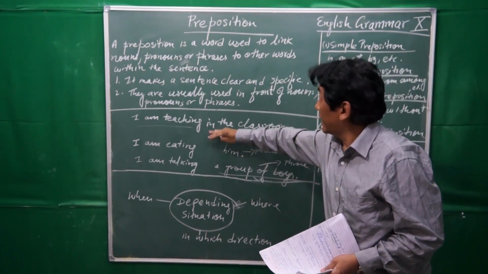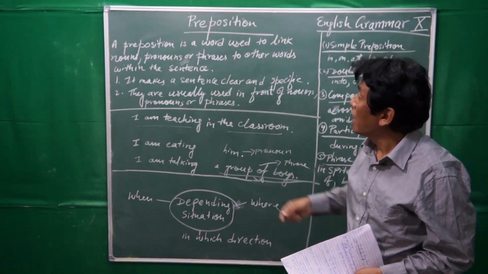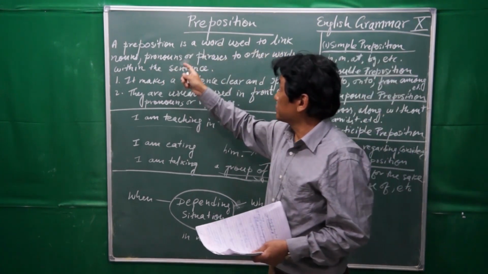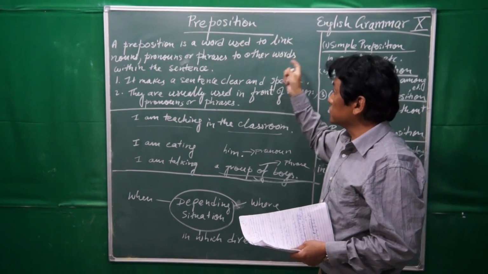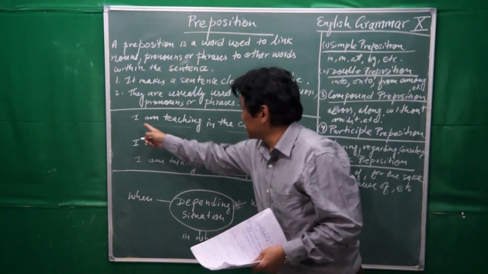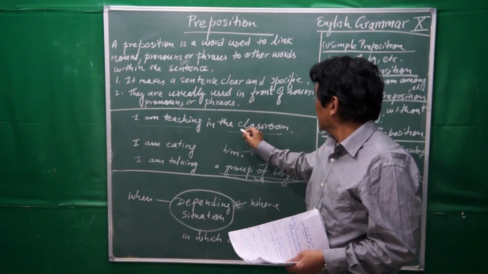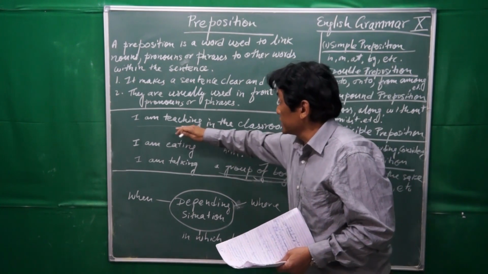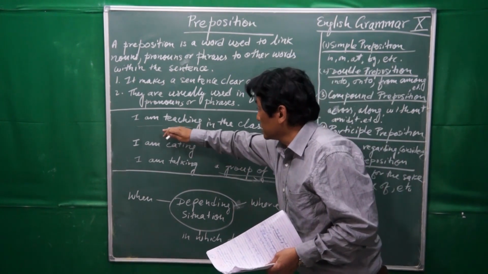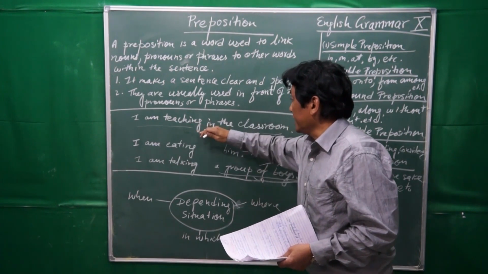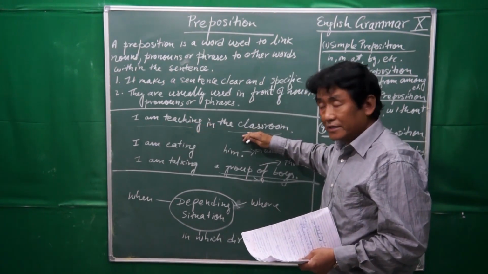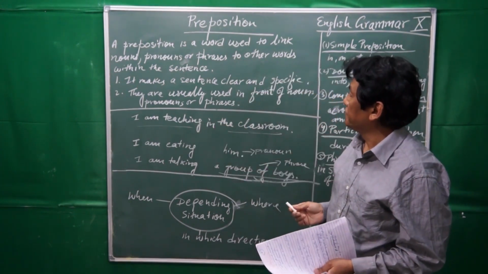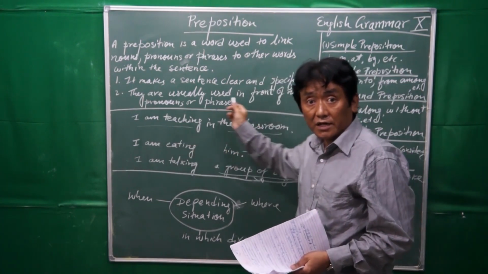After reading this, let's look at the definition of preposition. A preposition is a word used to link nouns, pronouns, or phrases to other words within the sentence. Now look at this sentence. Classroom is a noun, right? Now this is being linked by in with teaching, right? The act of teaching. Now this word is linked by in with this noun, right? That is what the definition is saying. I am teaching in the classroom. And these words are within the sentence, right?